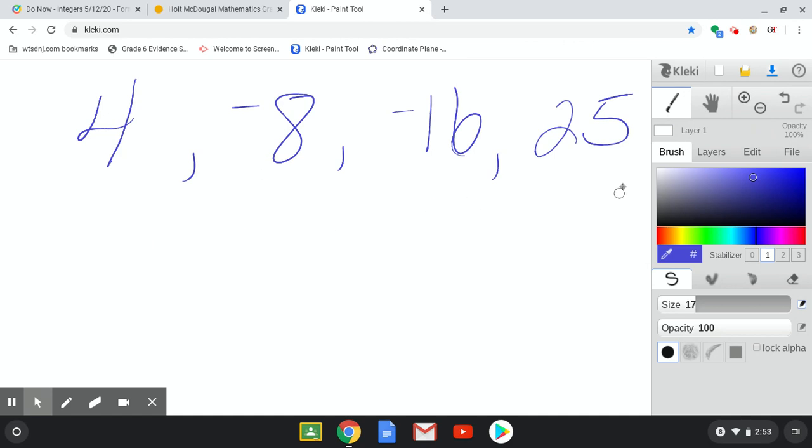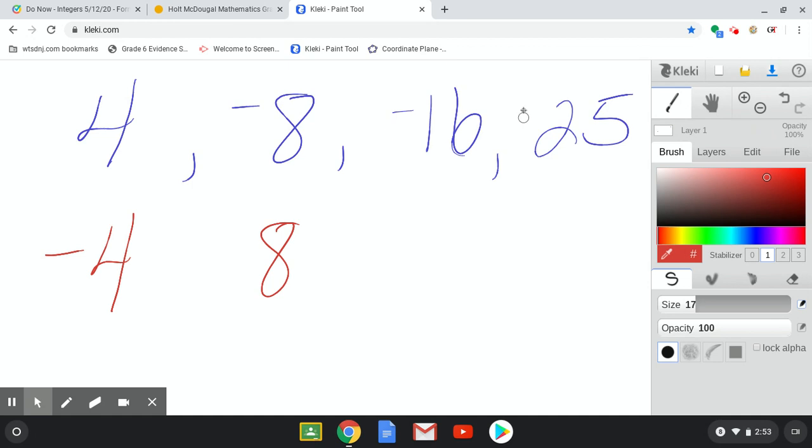Now, if I had these numbers here, a positive 4, a negative 8, a negative 16, and 25, and I wanted you to tell me what the opposite of these are, you would need to be able to do that. So the opposite of a positive 4 is going to be a negative 4. The opposite of a negative 8 is going to be positive 8.